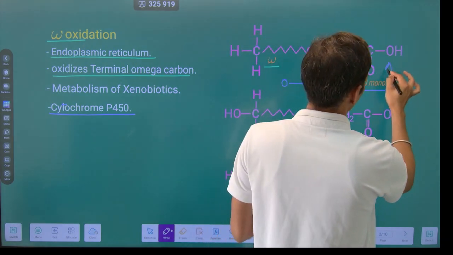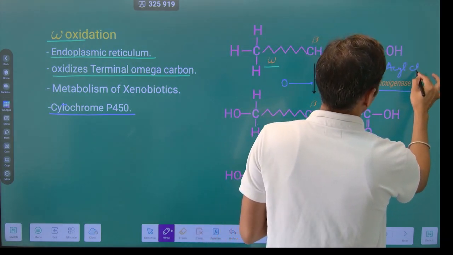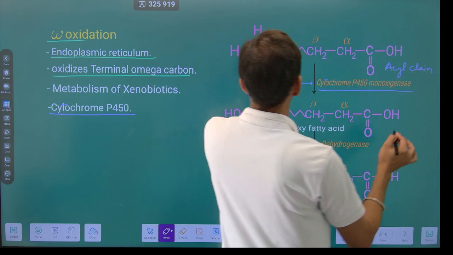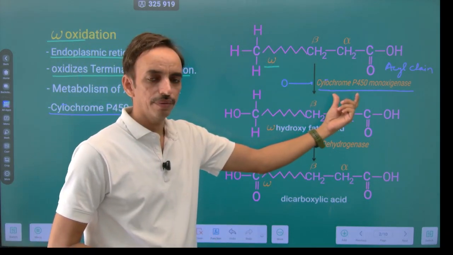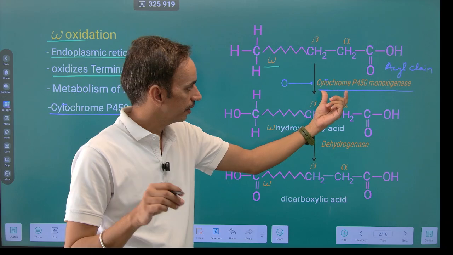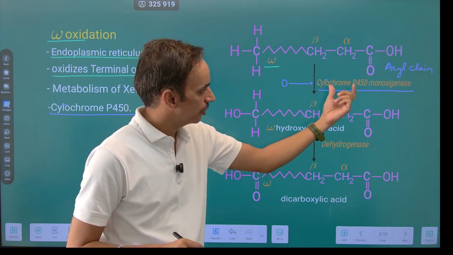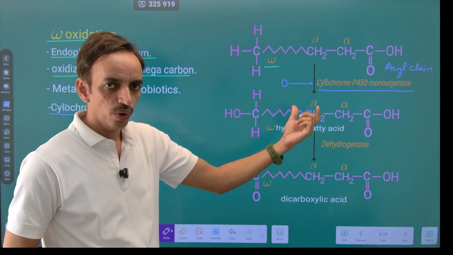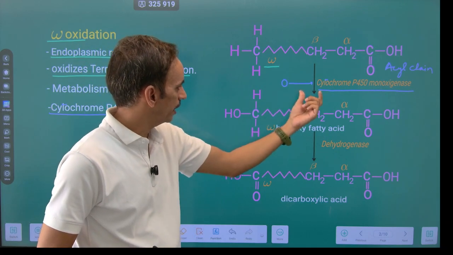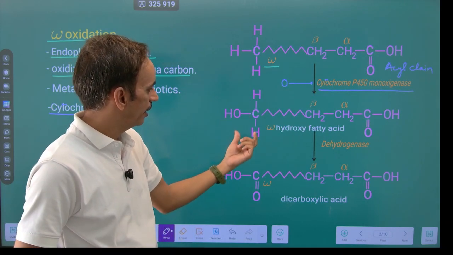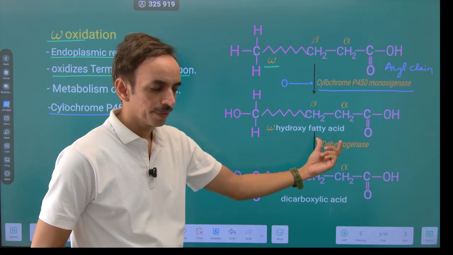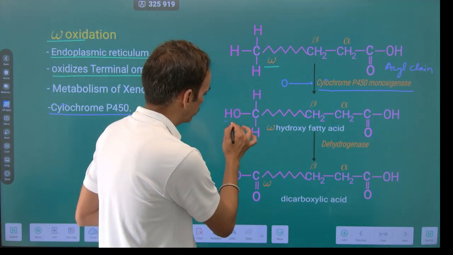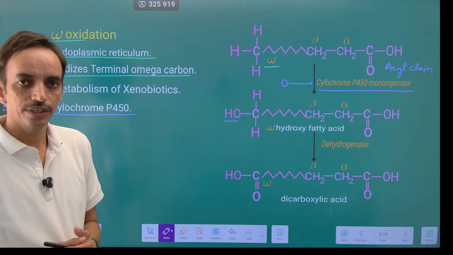Simply, it is the acyl chain, as we already stated. It is the omega carbon. On this omega carbon, the functioning enzyme present in the endoplasmic reticulum, cytochrome P450 monooxygenase, adds the oxygen atom onto the omega carbon, leading to the formation of an omega hydroxy acyl chain. So there is an addition of a hydroxyl group to the acyl chain.